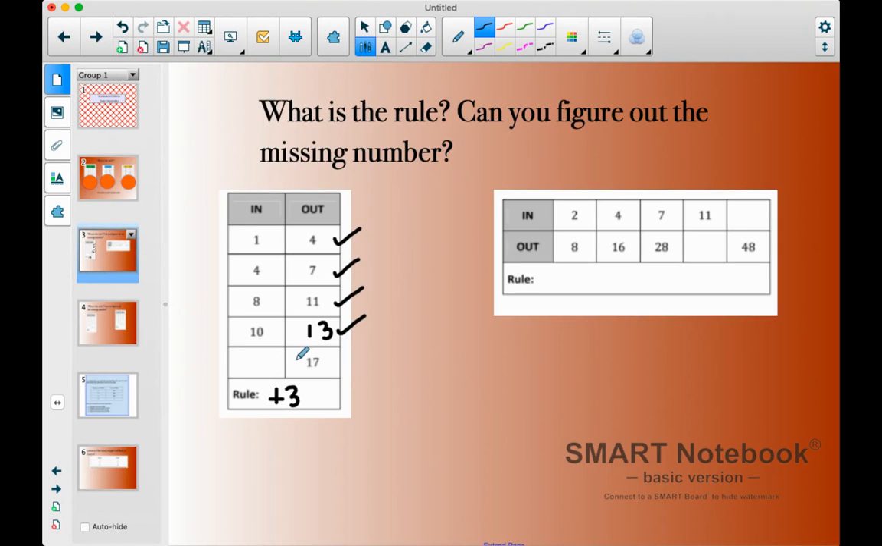So the last column is a little bit different. I'm not going to be adding 17 plus 3 because I'm looking for what is on the input side. So whatever number here plus 3 is going to give me 17. So I can either do 17 minus 3 or I can start with a number. Let's say I want to try 15 and see, okay, 15, 16, 17, that's not it. So if I subtract 17 minus 3, I end up with 14. So 14 is my missing number, and my rule is to add 3.